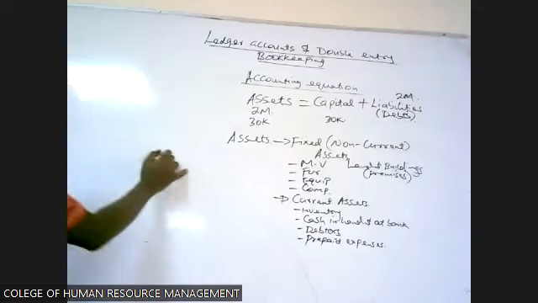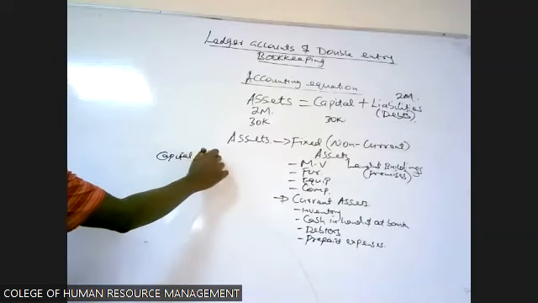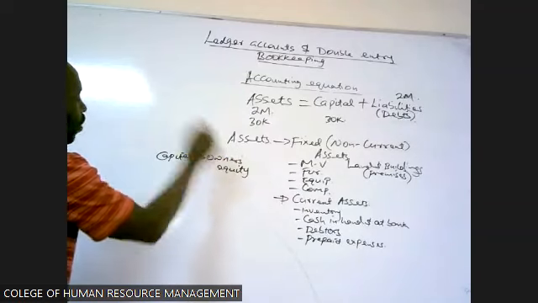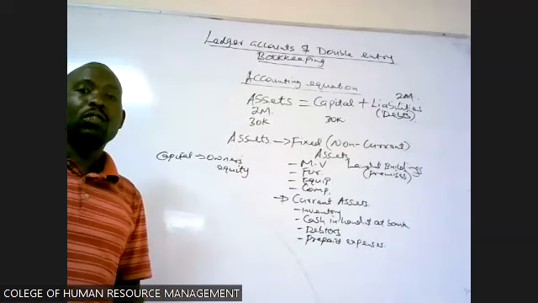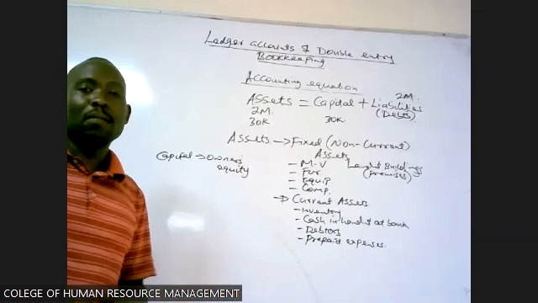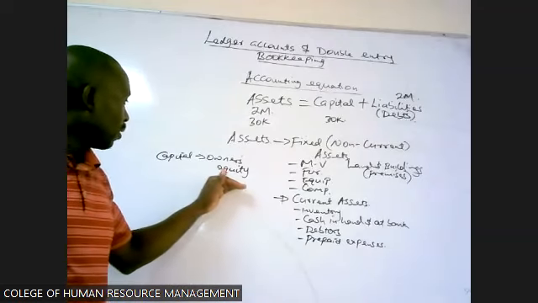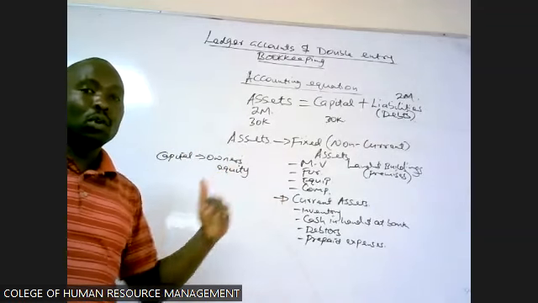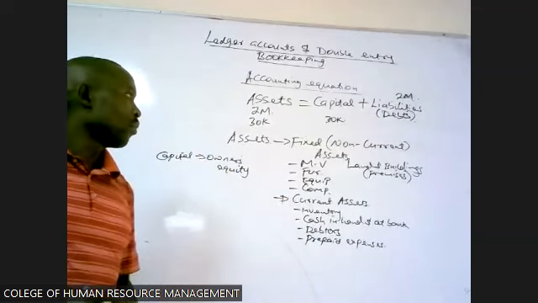So capital here is also known as the owner's equity. The owner's equity is what the owners brought to the business to start it. If this capital was not pumped into the business, it would not be existing. So the owner's equity is what we call capital. It is what the owners have brought to the business to make sure that the business starts and runs.